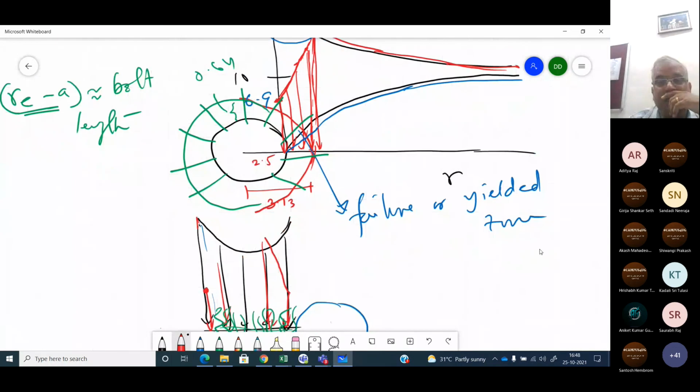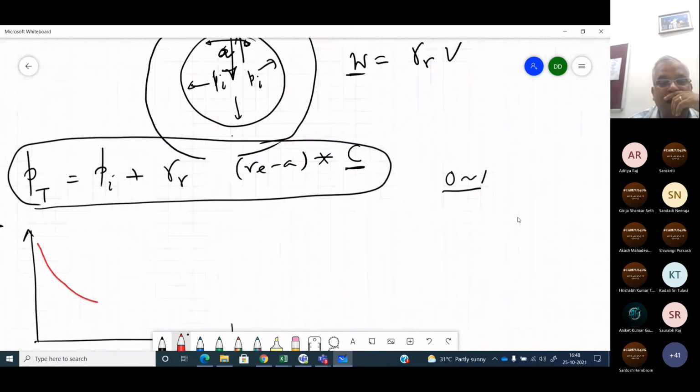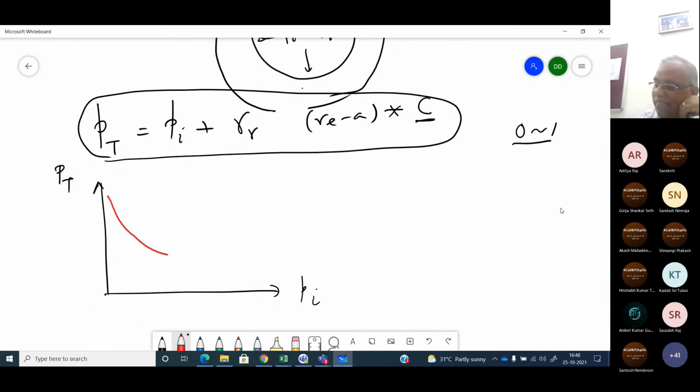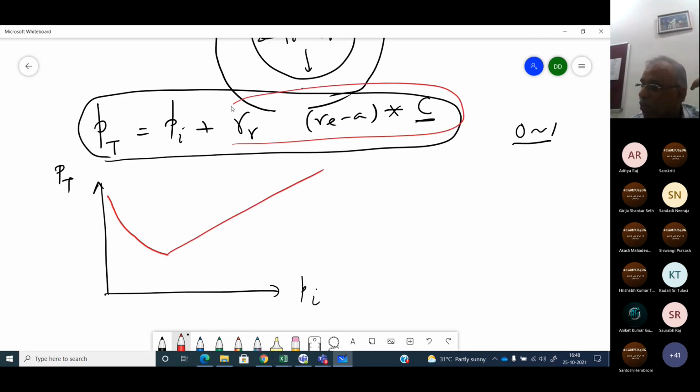So as the Pi is very low, the RE value will be high, and it is a kind of hyperbolic relationship. It will come, and then after some time, when Pi crosses that sigma RE, then it will be a kind of straight line, because this one will have no effect, because this one will be 0. So it is something like this. There is a minimum value, there is a Pi for which PT is minimum.